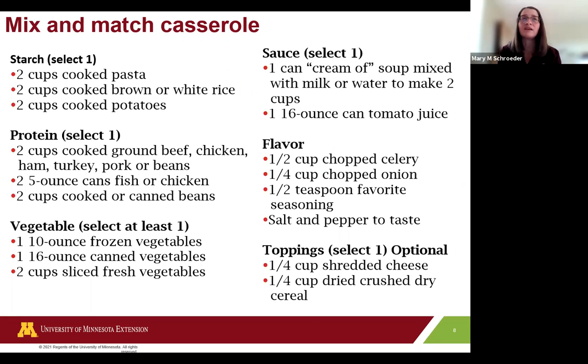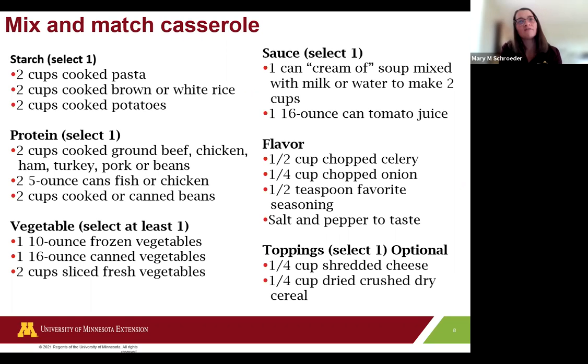So the first thing I would like you to do is to pick out a starch, whether it's a pasta, rice, or potatoes. And again, you can save time by pre-cooking these. That's going to make the cook time quicker. Next, choose a protein source. This can be some type of meat like chicken or beef. It could be fish, or it could be tofu or beans, any type of protein.